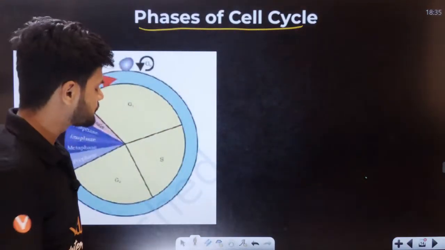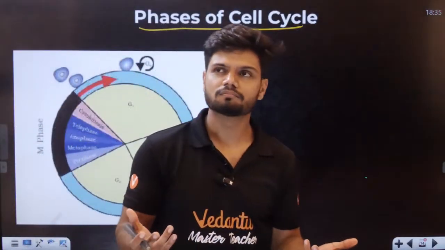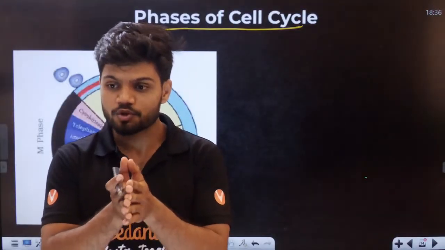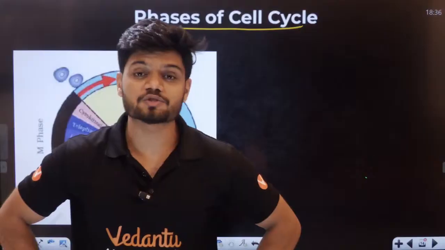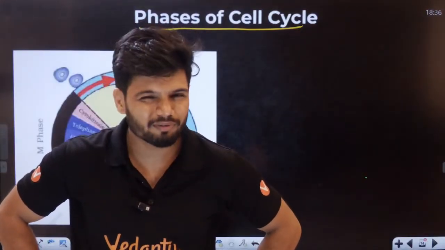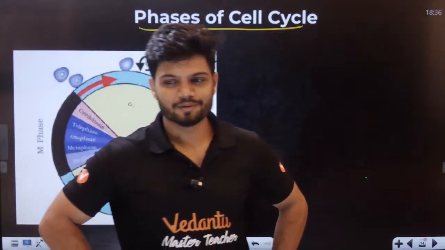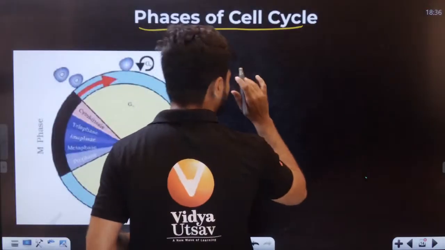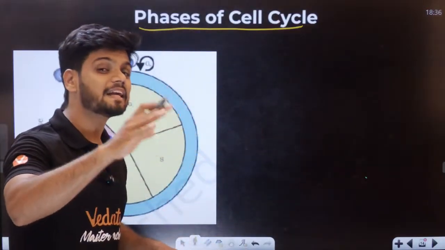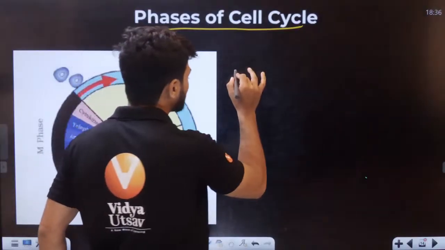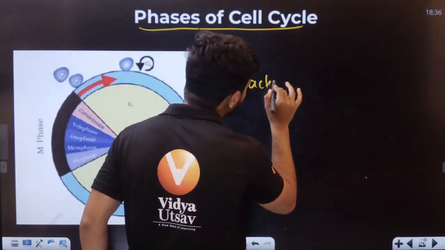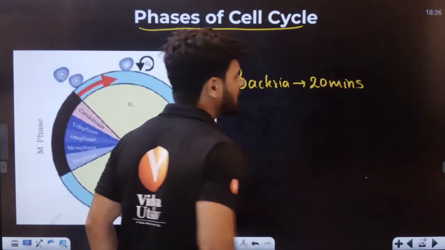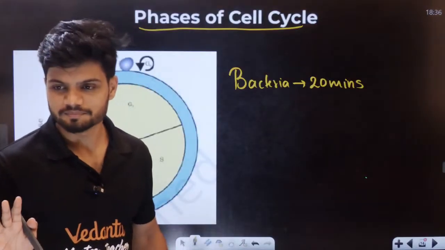Okay. Now, students, you might be wondering, sir, how long does the cell cycle actually take? In the case of bacteria, first of all, how long do you think it happens? Let me give you a small clue: it is somewhere between 10 and 30. So, in the case of bacteria, the cell cycle will last for 20 minutes. That's all. 20 minutes, the entire thing is done.